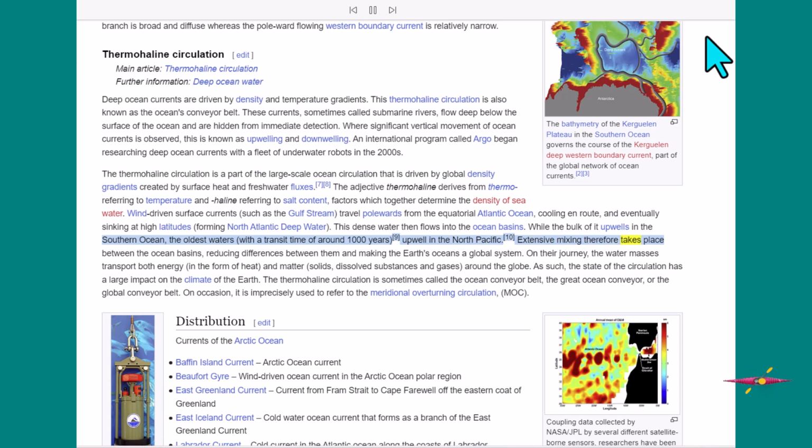Extensive mixing therefore takes place between the ocean basins, reducing differences between them and making the Earth's oceans a global system. On their journey, the water masses transport both energy, in the form of heat, and matter, solids, dissolved substances, and gases, around the globe. As such, the state of the circulation has a large impact on the climate of the Earth. The thermohaline circulation is sometimes called the ocean conveyor belt, the Great Ocean Conveyor, or the global conveyor belt. On occasion, it is imprecisely used to refer to the meridional overturning circulation, MOC.